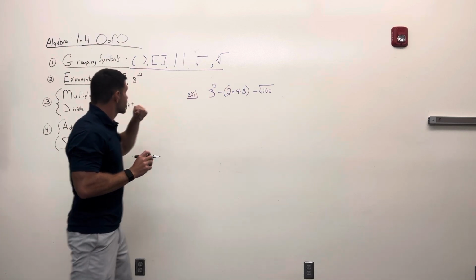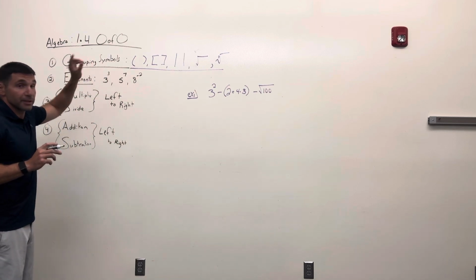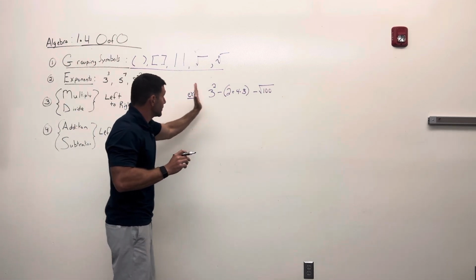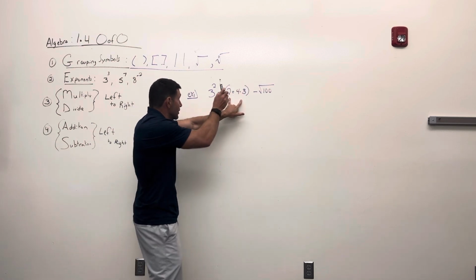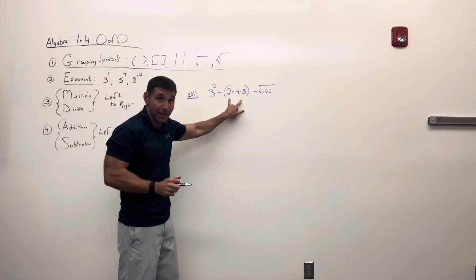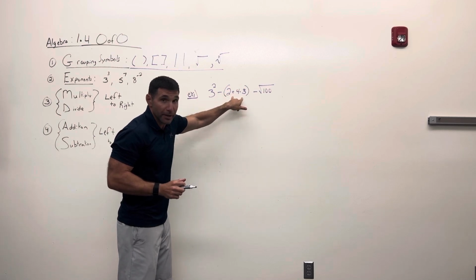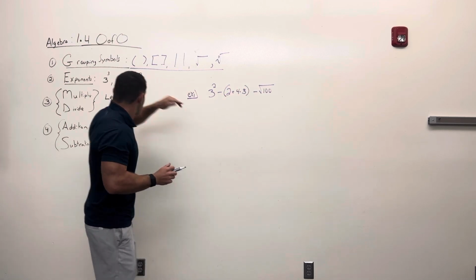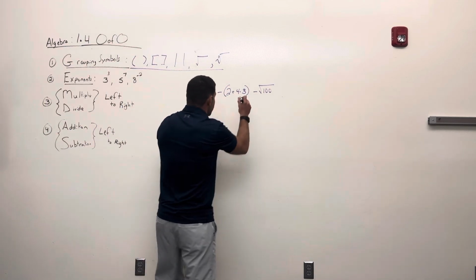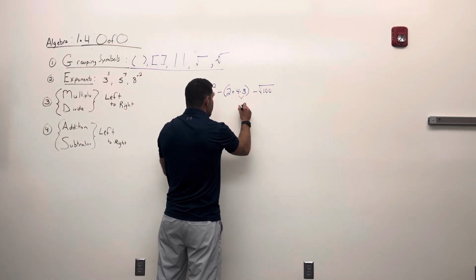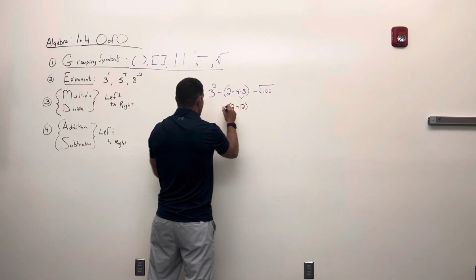Okay? First step, is there grouping symbols? Yes. So I start from the left to right. Here's my grouping symbol. Inside of the grouping symbol, I have 2 plus 4 times 3. We still follow the order of operations inside the grouping symbol. So there's no exponents, but there is multiply and divide. So that goes first. So I do 4 multiplied by 3 is 12. And I rewrite my problem.